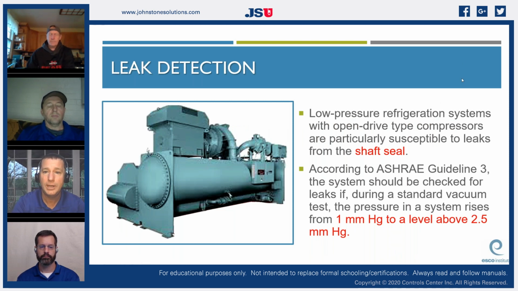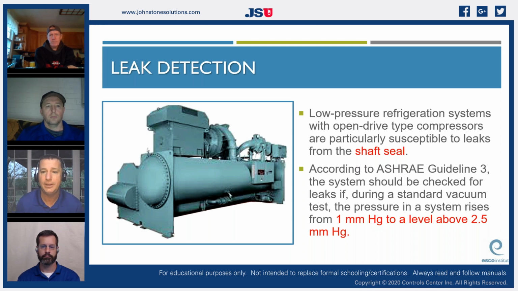All right, so on low pressure refrigeration systems with open drive compressors, remember that is just a compressor that has a shaft coming out of it with a seal, and we're using some type of a motor to turn it. Typically it's a large electric motor. Sometimes it can be diesel driven. I've seen diesel driven motors on these before too. If they're in places where they don't have enough electrical, they use a diesel engine to turn the compressor pump. Those shaft seals are particularly susceptible to leaks. So we want to take a look at those shaft seals really, really well.